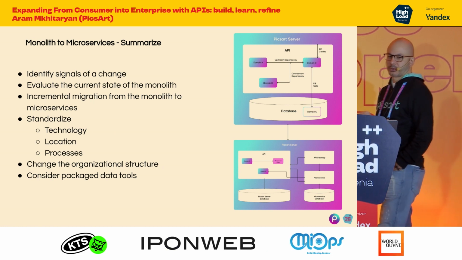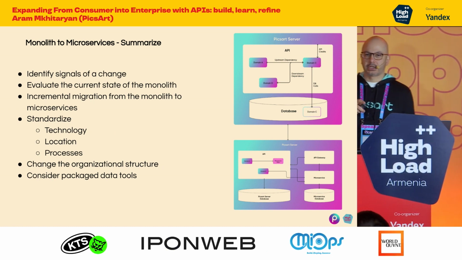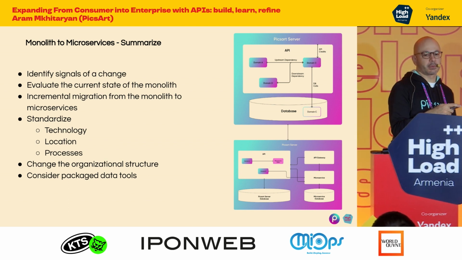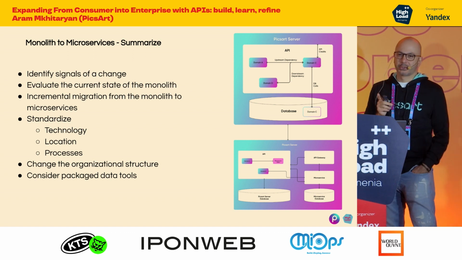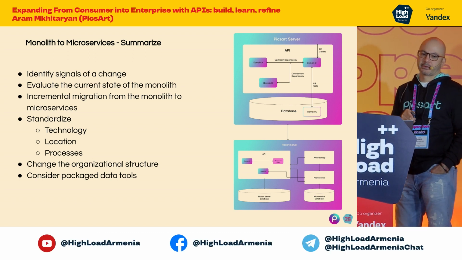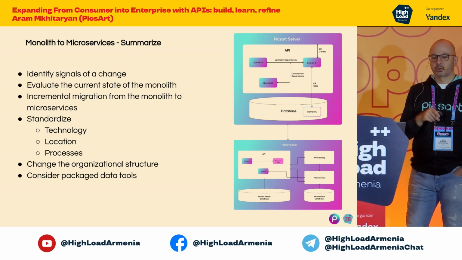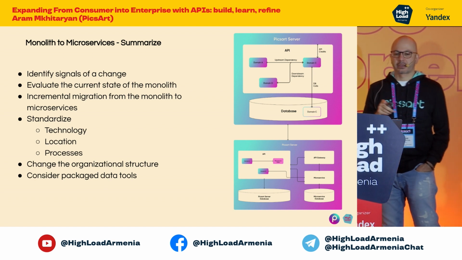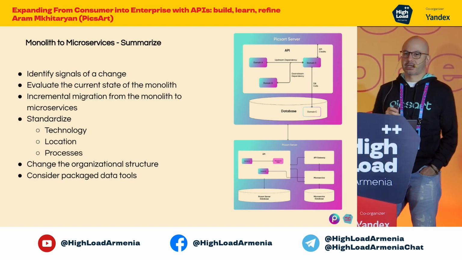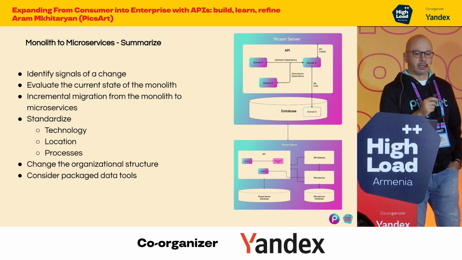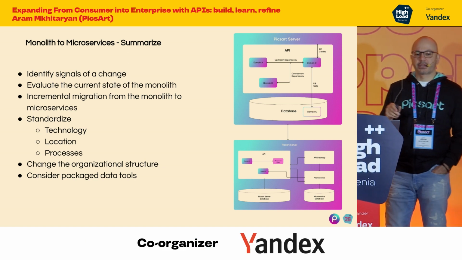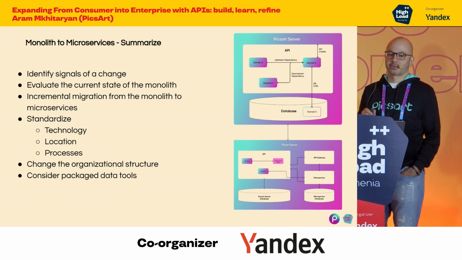So, to summarize the monolith to microservice transformation: first of all, you should look for the signals. Do you even need to take that path? You need to evaluate the current state, how bad it is, how urgent it is, how business critical it is. And then you do incremental migration from monolith to microservices.